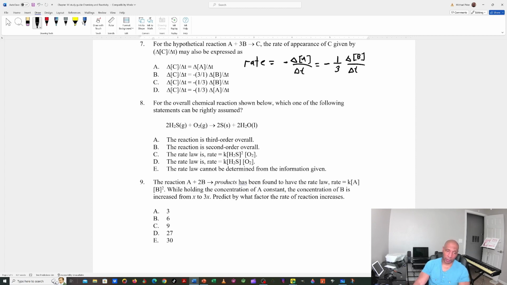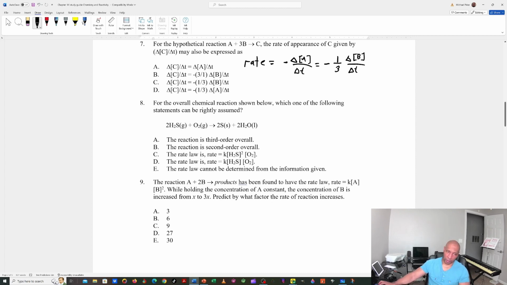Okay, just from the reaction, it can't be D either, because like I said, you can't determine anything about the rate law just by looking at the reaction. E, the rate law cannot be determined from the information given. Okay, yes, that would be the right answer, wouldn't it?